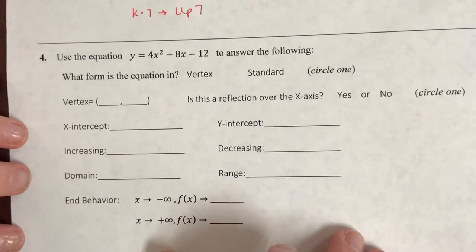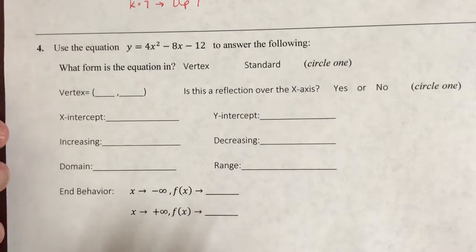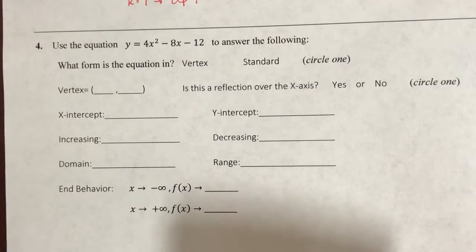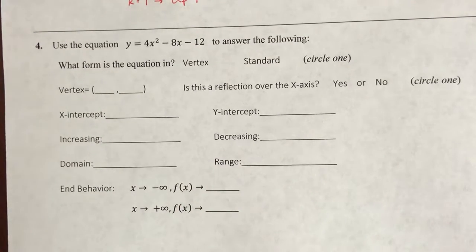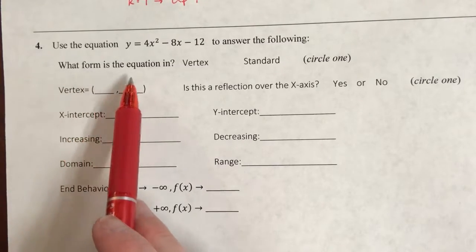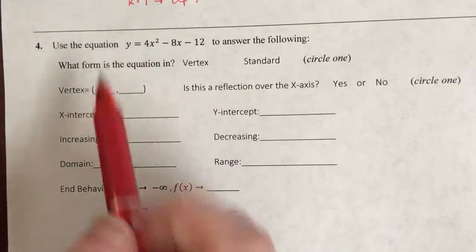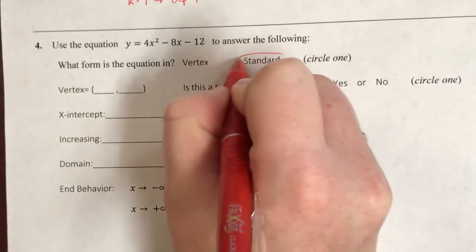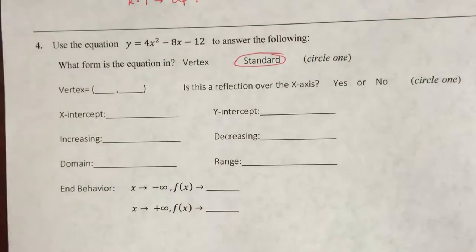Number 4, to graph, or to answer the questions about number 4, y equals 4x squared minus 8x minus 12, we're going to put it in the calculator. The very first question asks what form is the equation in. Well, since this is ax squared plus bx plus c, this would be standard form.